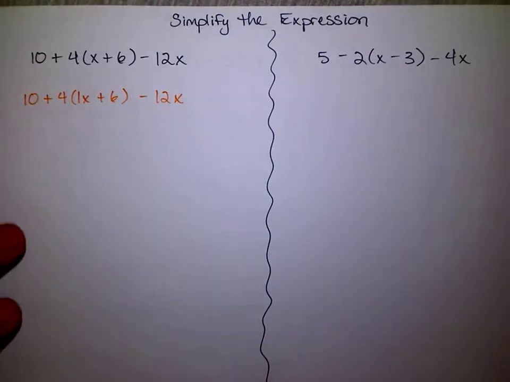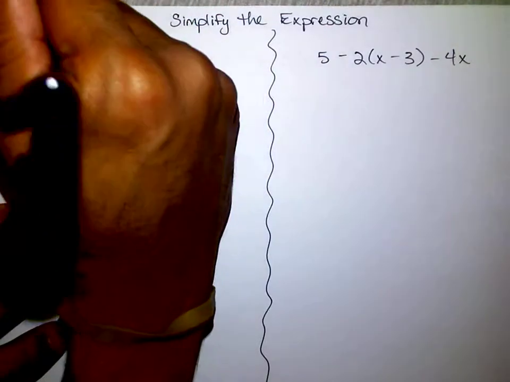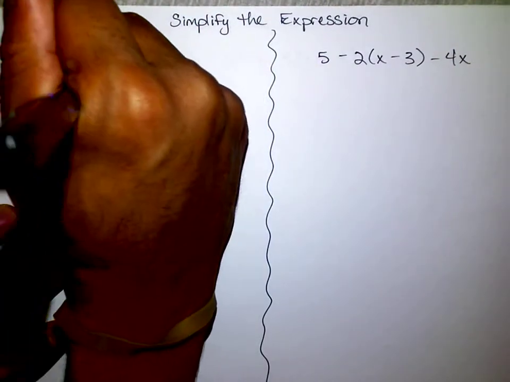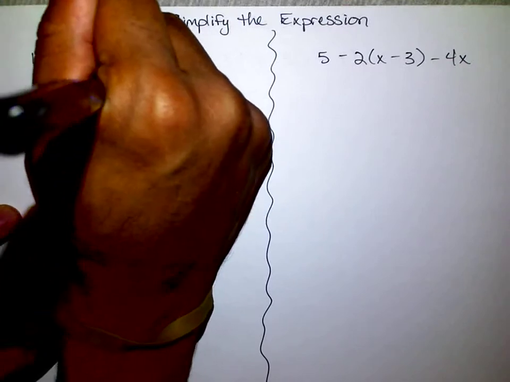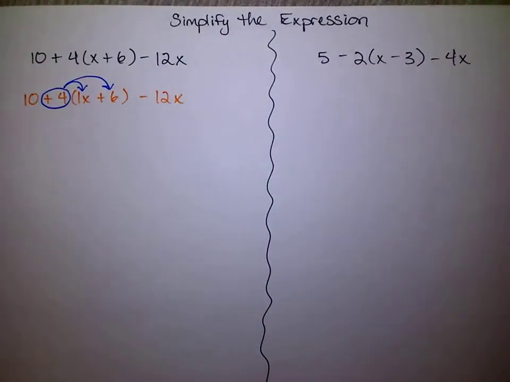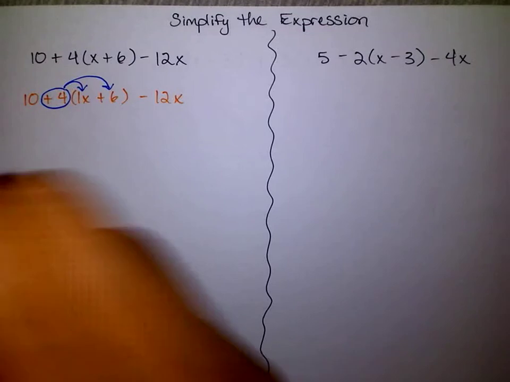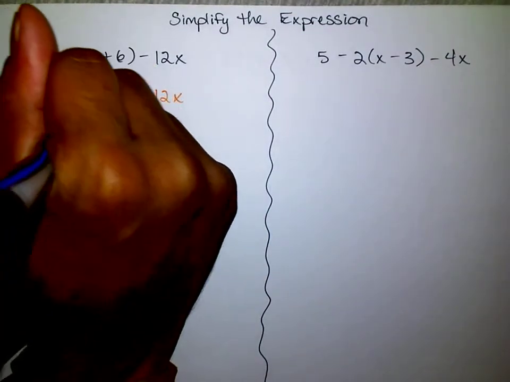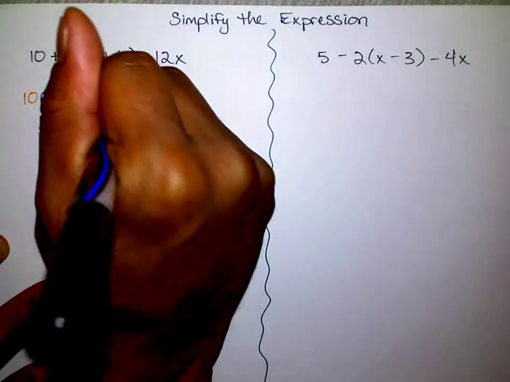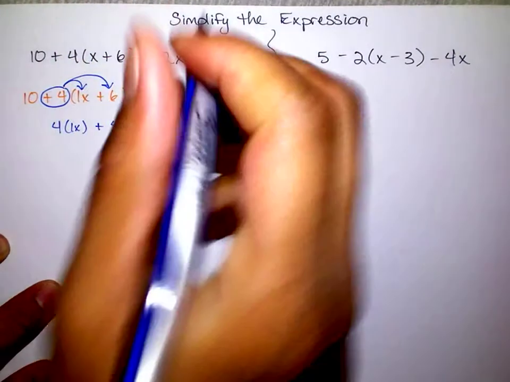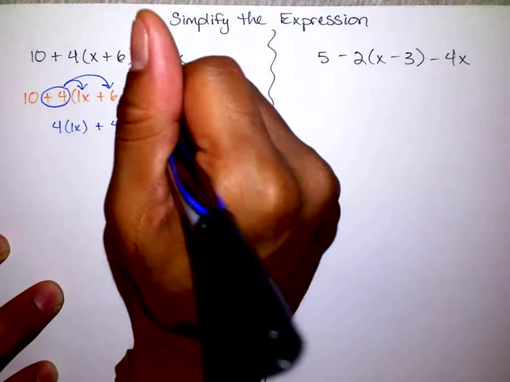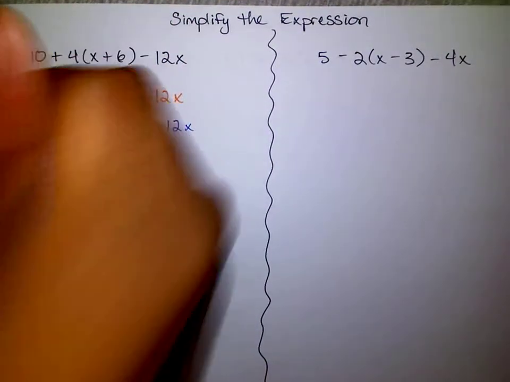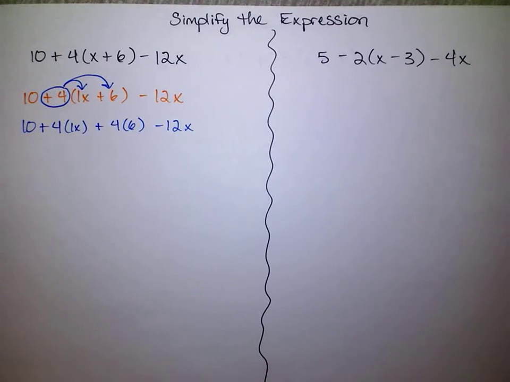Now we want to show that we're not dividing but distributing. And this is a positive 4 that I'm distributing to this 1x and to this positive 6 over here. Okay? So, come down to my next line. I have 4 times 1x plus 4 times 6. Everything else comes down around it. Negative 12x here. Positive 10 here. Bring the plus sign with it.